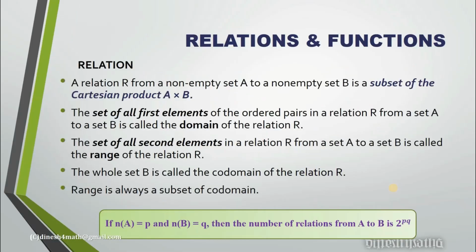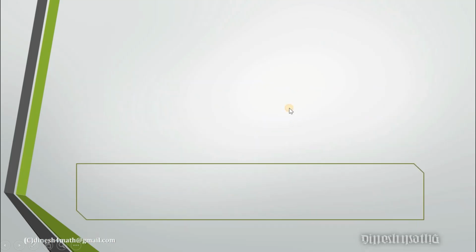Now in this year, we are just modifying; this is just the gist of whatever I have already explained. There is a Cartesian product and the set of first elements, the domain, and the range. The number of relations from A to B is 2 raised to pq. Now we'll consider a relation on a particular set A. Rather than going for two different sets A and B, we are considering a single set A. So we say a relation R in a set A is a subset of A cross A.